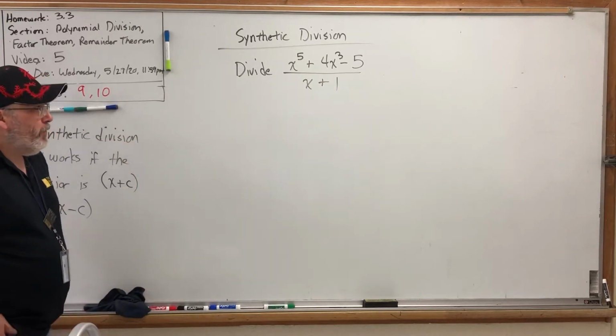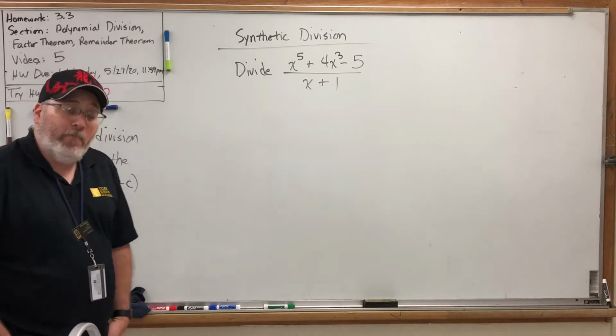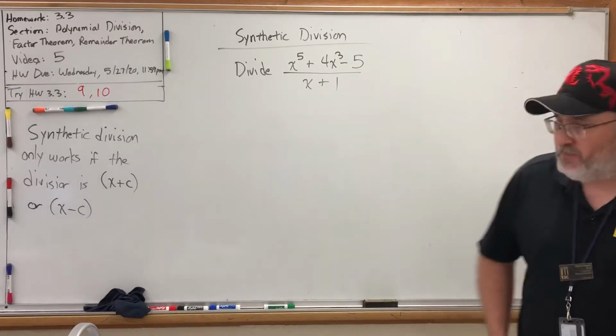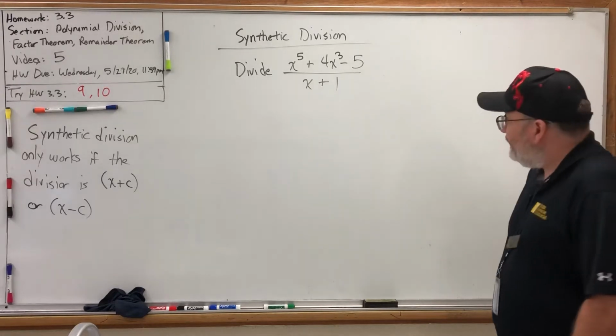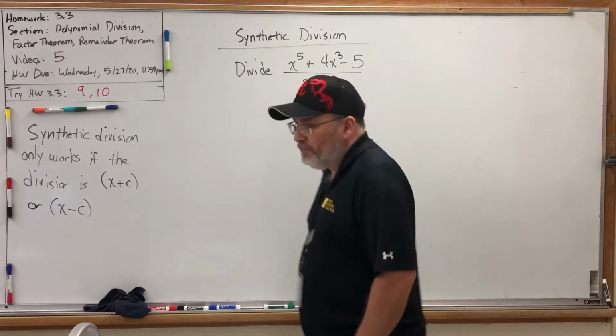Divide x to the fifth plus 4x to the third minus 5 times x plus, by x plus 1. Not times x plus 1, divided by x plus 1. Well, we could do long division, but we could do synthetic division because the divisor is of the right form. This one is x plus a number.